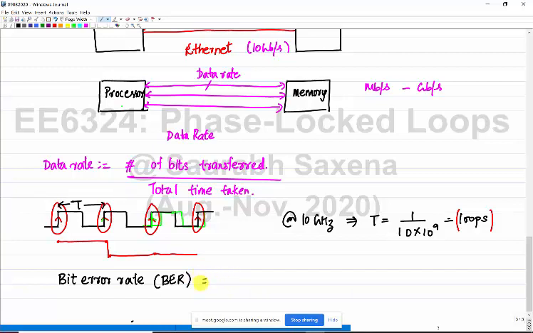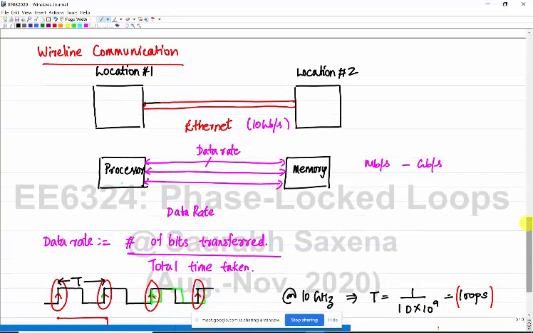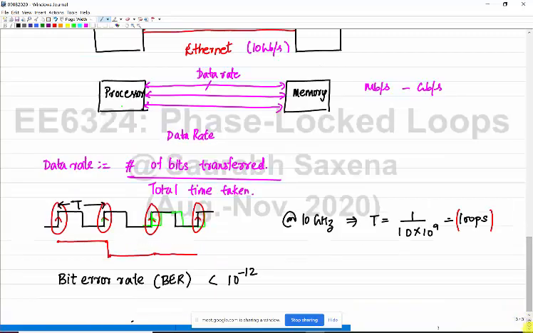So what we need for the above communication is a bit error rate of less than 10 to the power minus 12, one error in one trillion. Here, if your clock deviates, it creates a problem, so you have to have some kind of performance requirement from the clock. So this is another place where you get the clock.